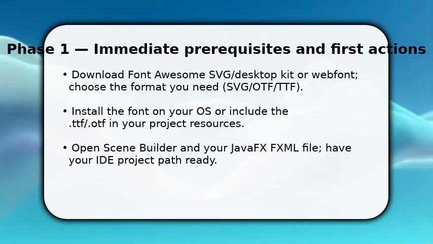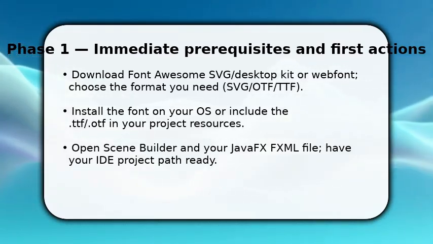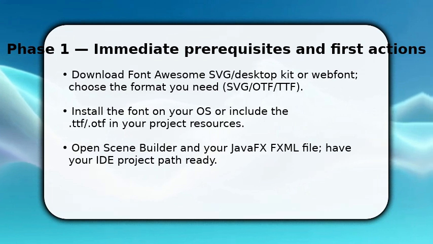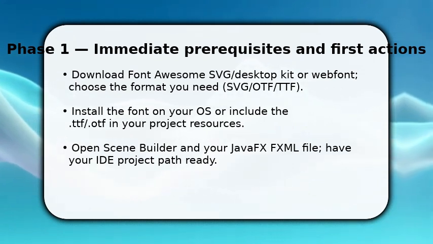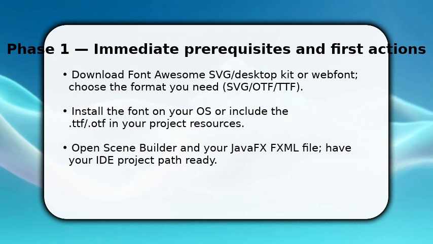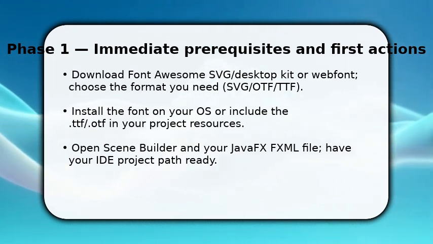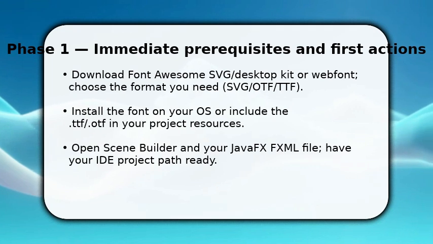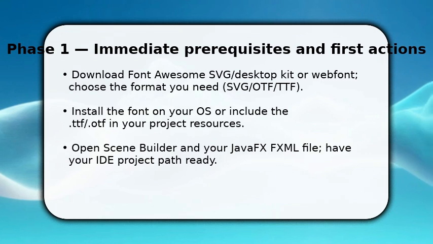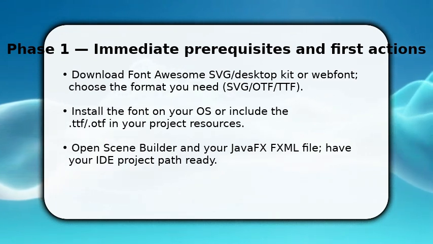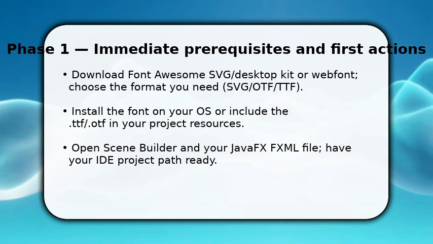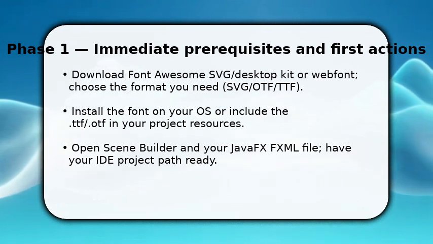You start by getting the Font Awesome files and Scene Builder ready. This is about access and placement. Install the font on your system or copy the ttf/otf into your project's resources folder so Scene Builder can reference it. Open Scene Builder with the target fxml. Once done, make sure the stylesheet path and resource paths are obvious to both Scene Builder and your IDE. This prevents missing font issues later.